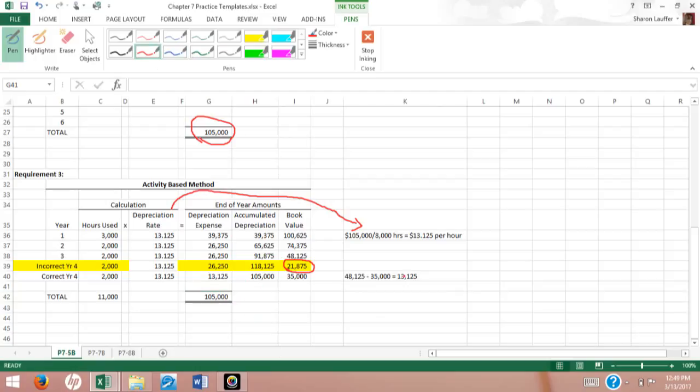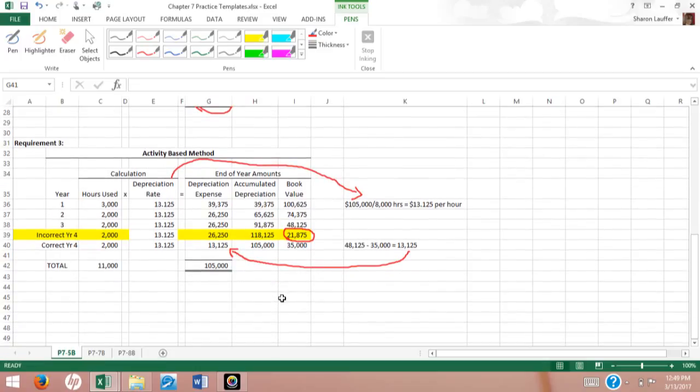And let me just mark that that's where that came from. So this is actually the part you're going to do last. You're going to fill in the book value and the accumulated depreciation in year 4 first, and then you're going to back into the depreciation expense that you need. And when you add these together, not counting the highlighted one, but adding the first 3 years and the correct year 4 together, you should come up with $105,000 in total depreciation expense, which is what we expected for this particular problem. And that is all there is to P7-5B.